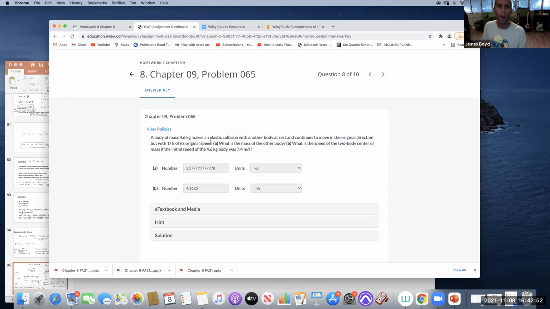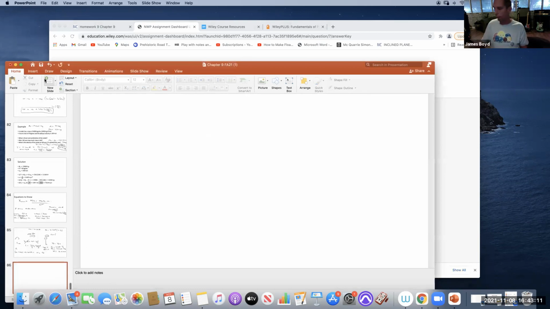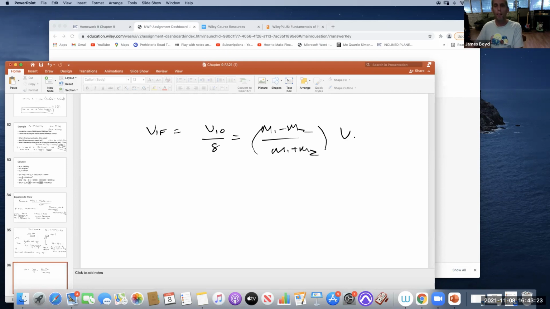Here's another one, elastic collision, mass of 4.6, and continues to move in the original direction, but at 1/8. So you know what v1 final is. It's an eighth of v1 initial. Knowing that, you can get rid of the v1 initial. Basically, think about it like this. You have v1 final is 1/8 of v1 initial is equal to m1 minus m2 over m1 plus m2, v1 initial. So you can cancel those.